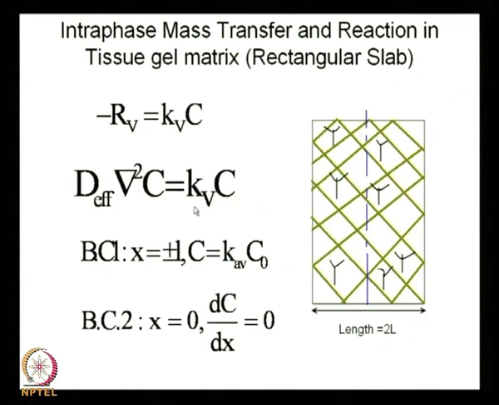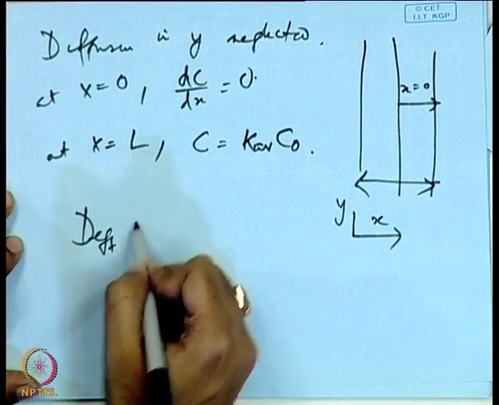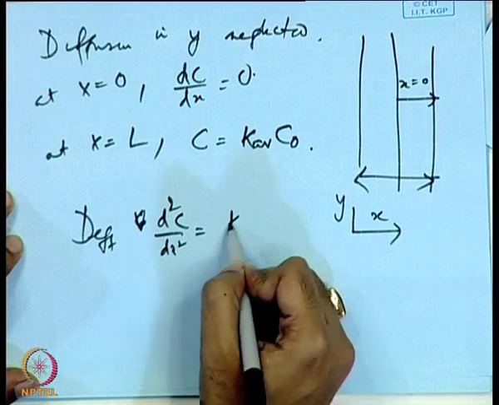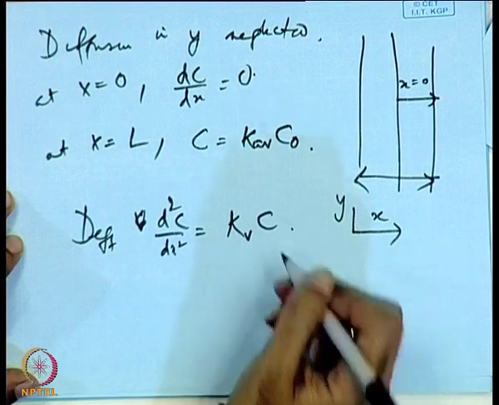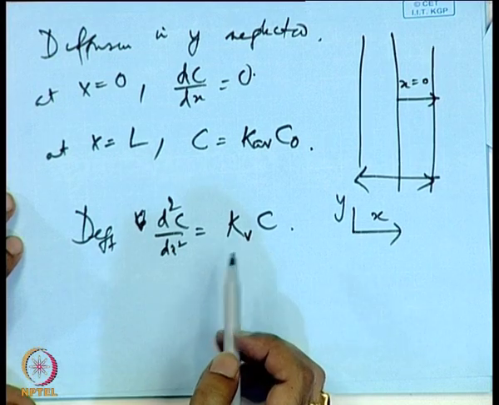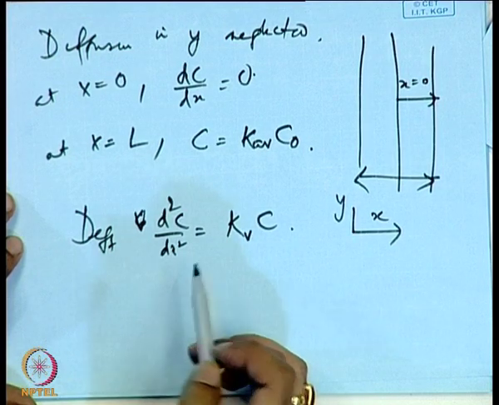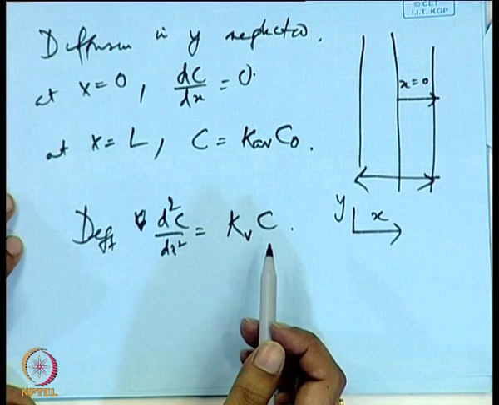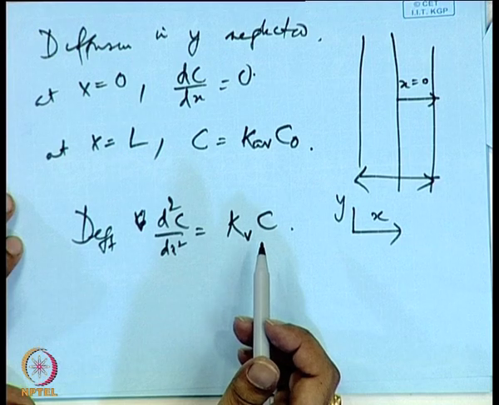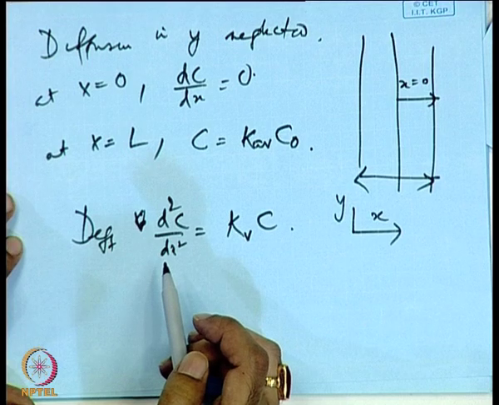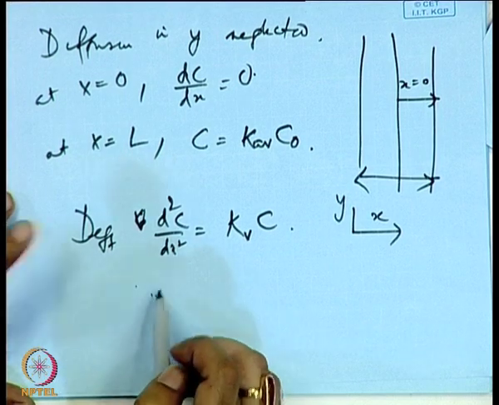So what would be my Laplacian? Simply D effective times del squared C del x squared equals kV C. Again, we are going to assume two different limits: the zeroth order and the first order, like we had been doing all through. The zeroth order is very easy, because it is simply kV and you can just go ahead and integrate it straight. You have done this umpteen times. For the first order, what's the solution?